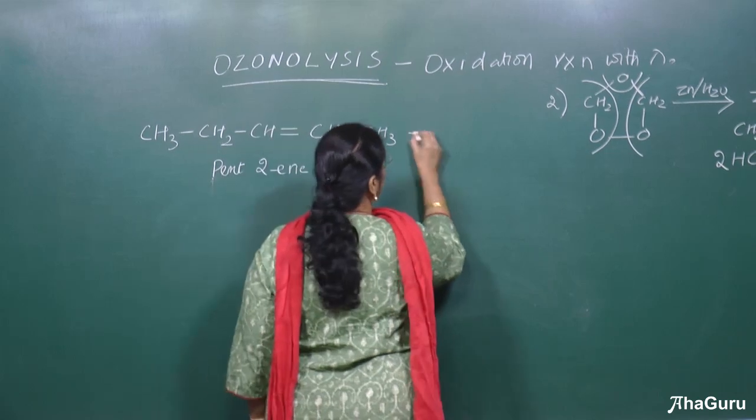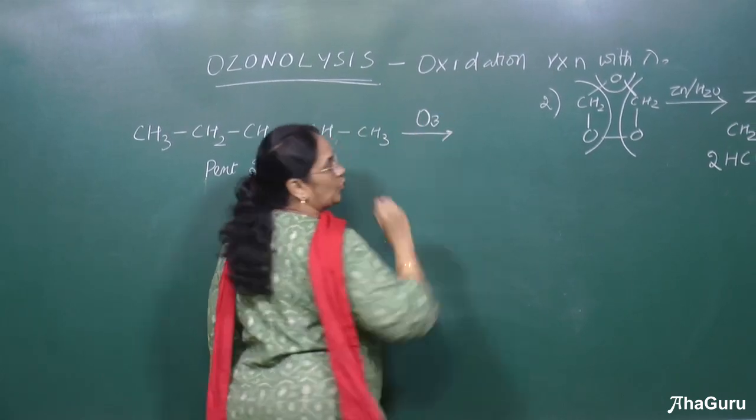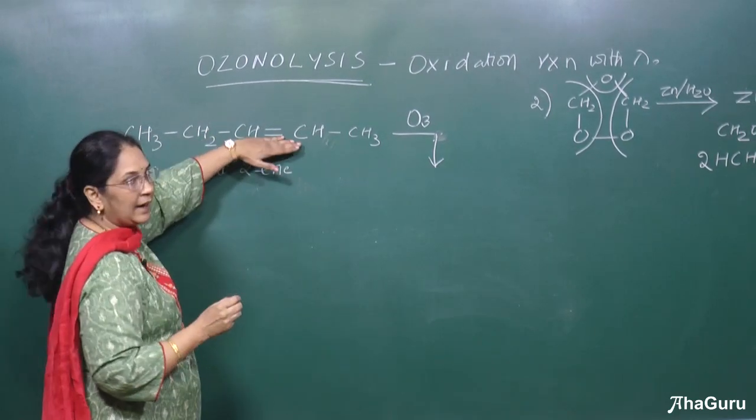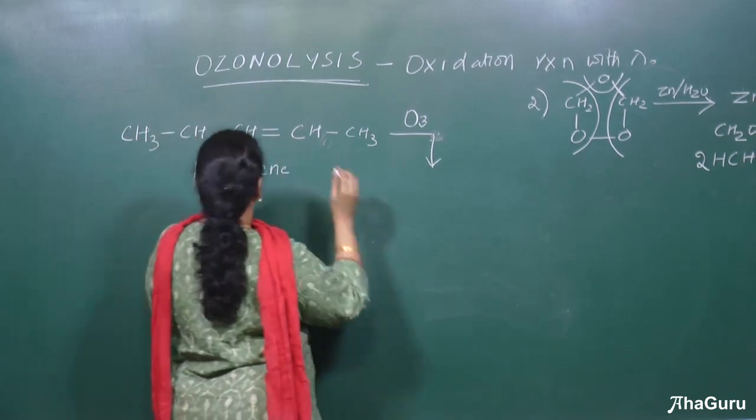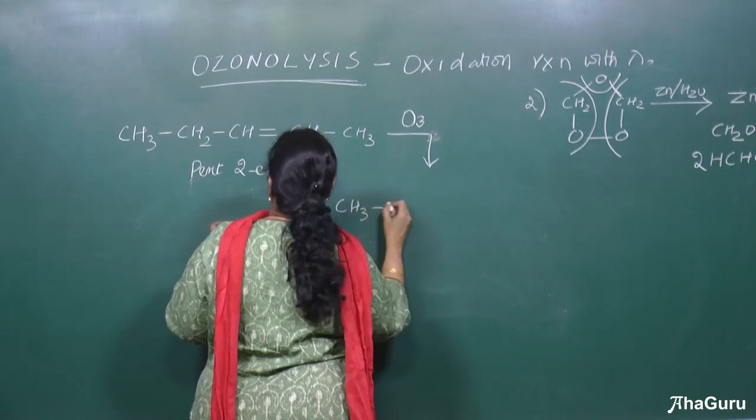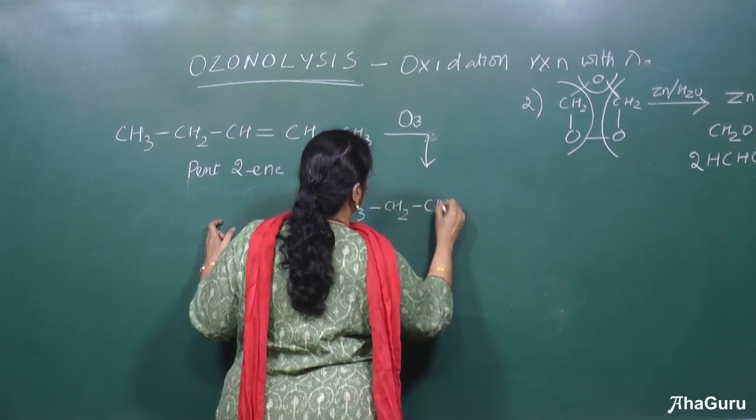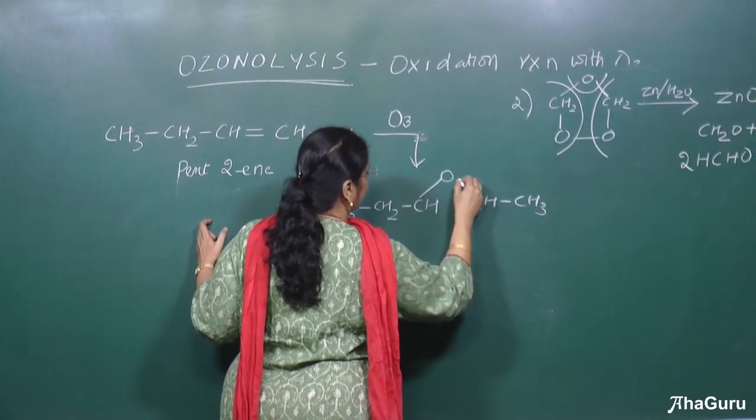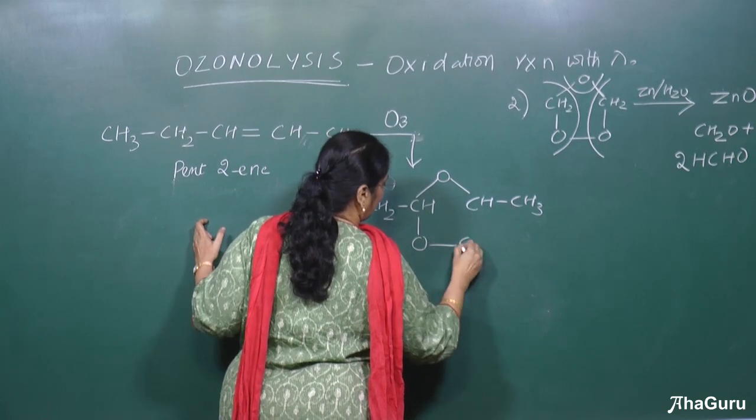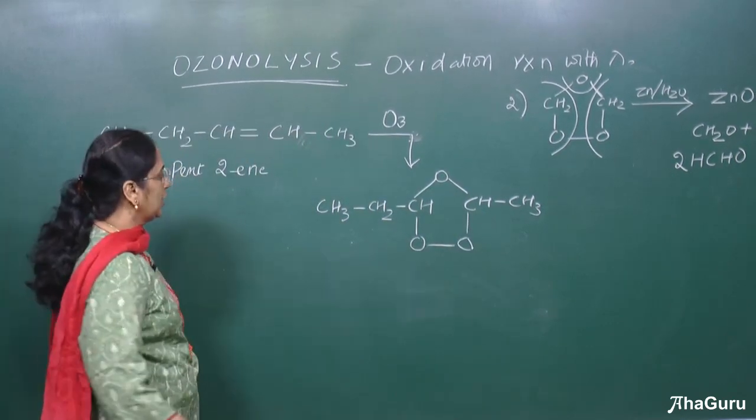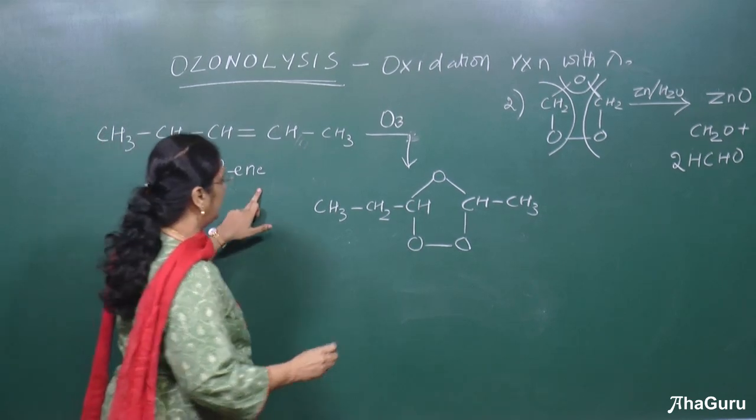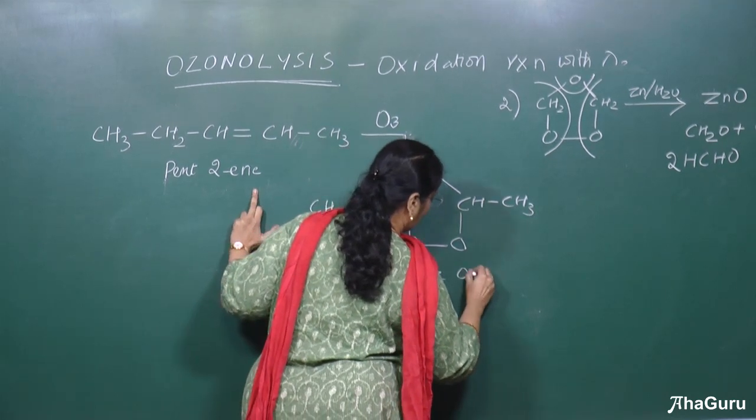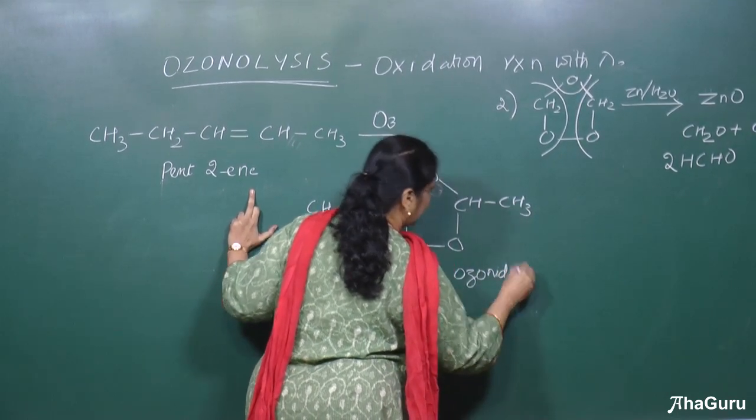So, the first step, as I told you, is reaction with O3. Let me write it here. It will react across the double bond, forming a house structure, that is CH3, CH2, CH. First let me cleave the double bond, then I will add the 3 O's across this carbon. Since we have taken pent-2-ene, this will be pent-2-ene ozonide. So, this will be the first step.